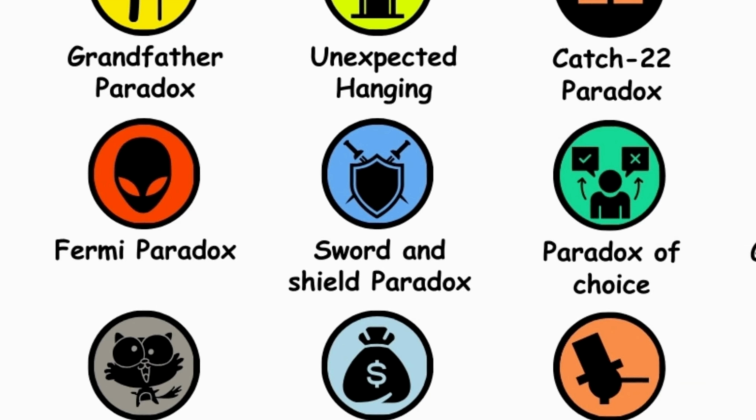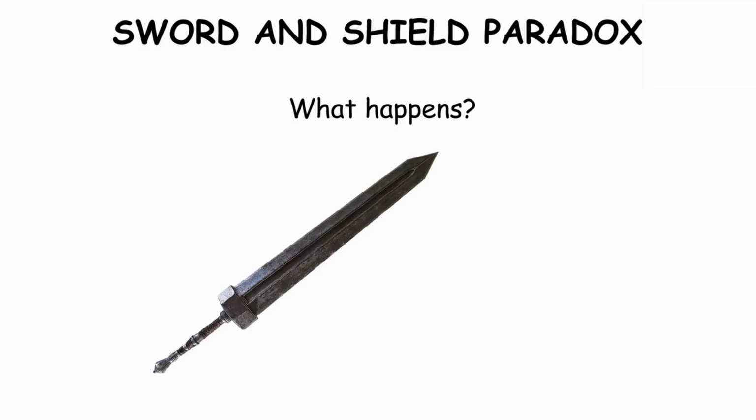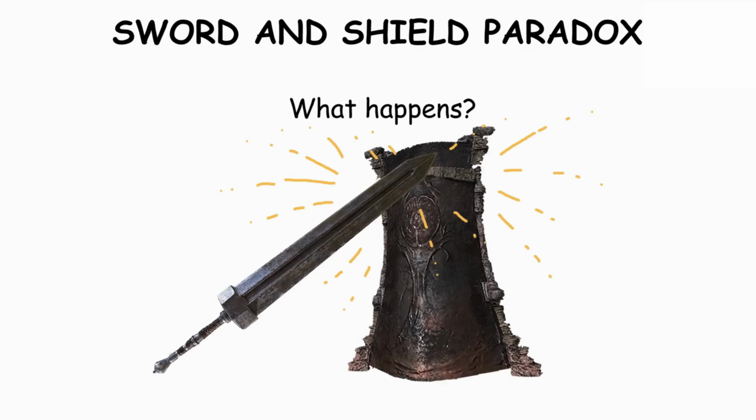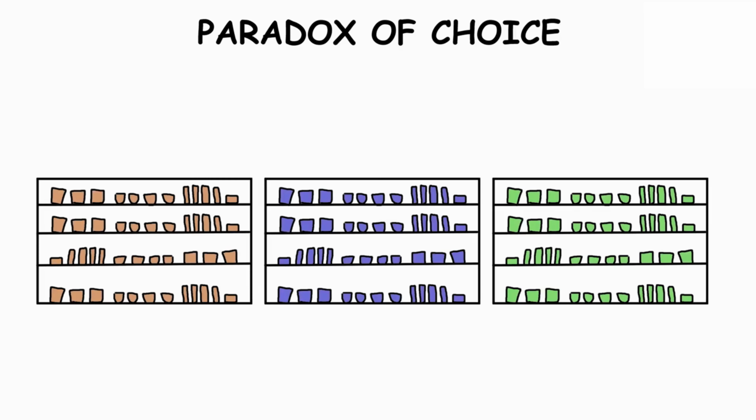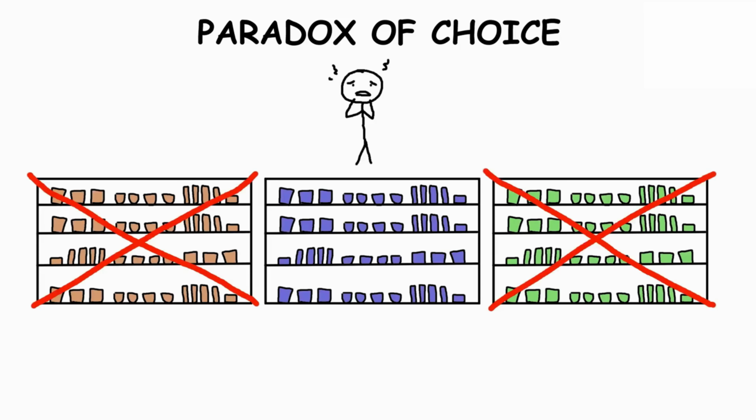Sword and shield paradox. What happens when a sword sharp enough to cut any shield meets a shield strong enough to block any blade? Paradox of choice. It's the theory that eliminating consumer choices can be beneficial because it greatly reduces anxiety for shoppers.